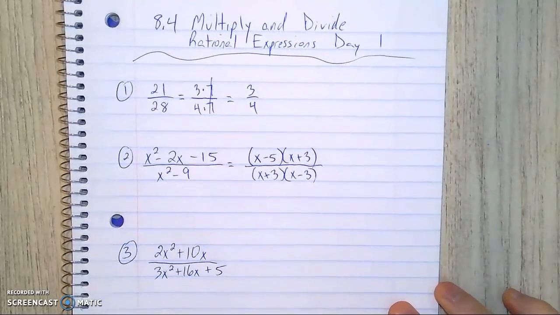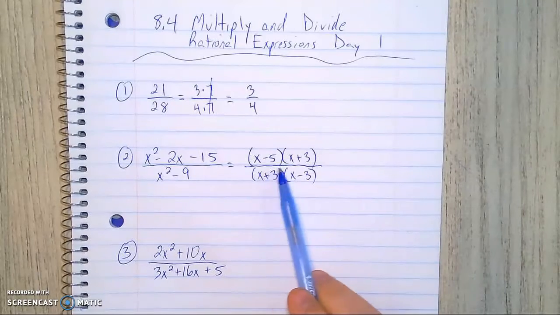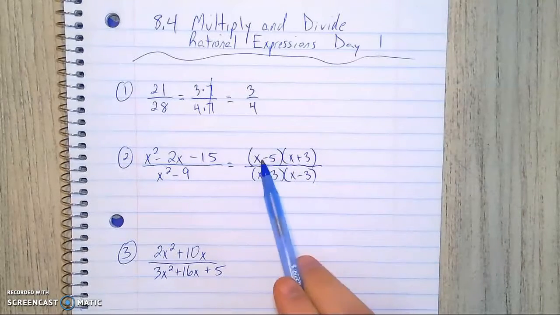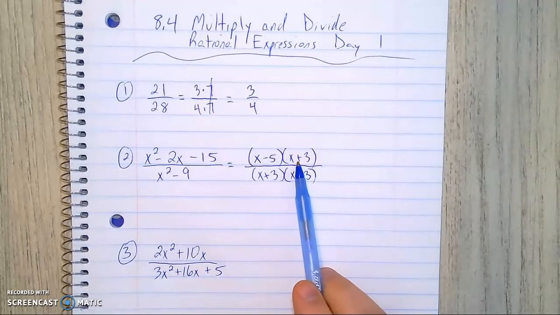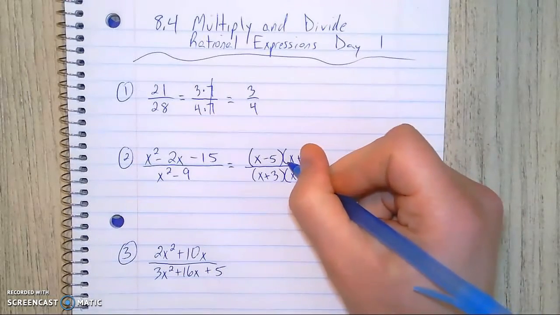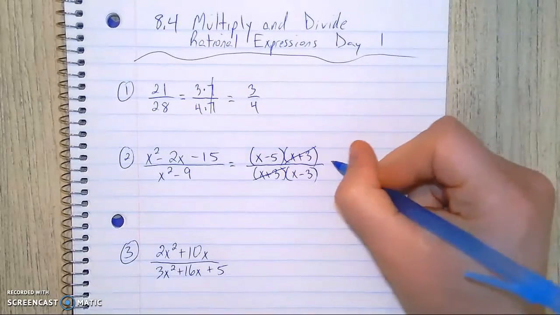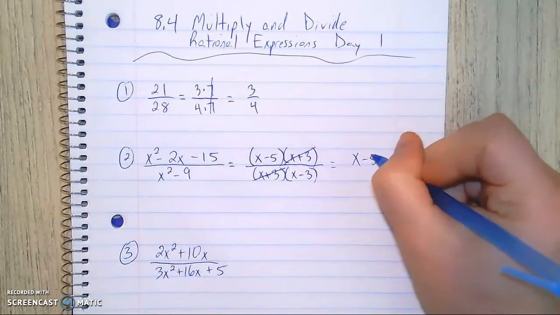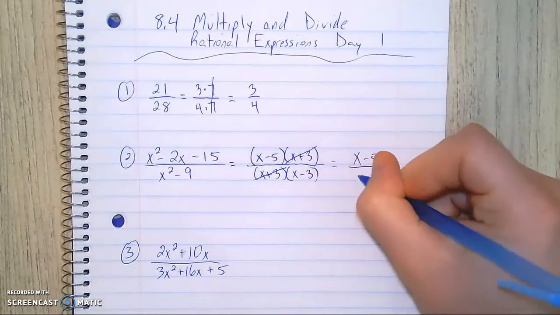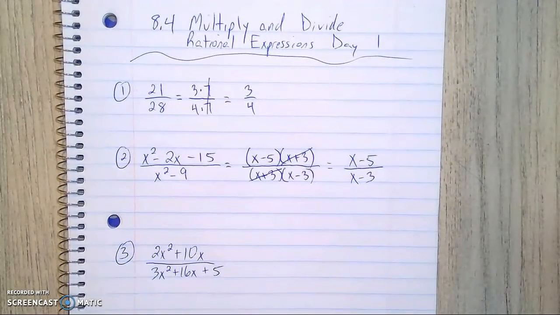So now I'm looking for any factors that might cancel each other. And they don't have to be right on top of each other. It's all multiplication. We could switch the order if we wanted. So this x plus 3 over here and this x plus 3 down here, they in fact cancel each other. And that leaves me with an x minus 5 in the top and an x minus 3 in the bottom. So final answer there, x minus 5 divided by x minus 3.